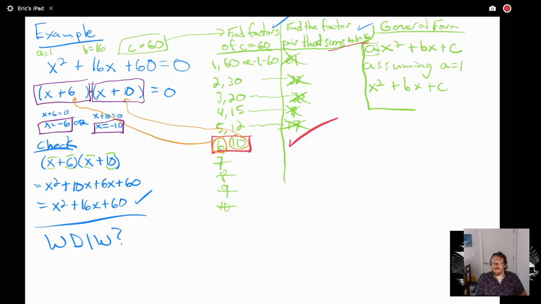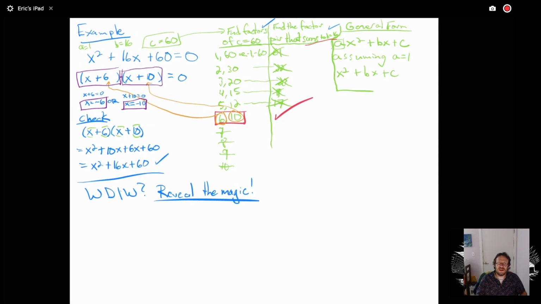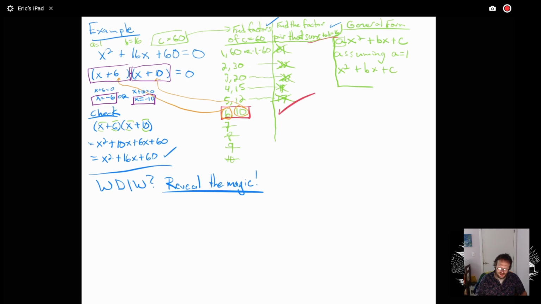And you've taken a stab at it. Let's reveal the magic together. I think it's worth taking a minute to just attend to what we're doing here. I'm going to talk about why this technique works, and we're going to look at what situations it works in.